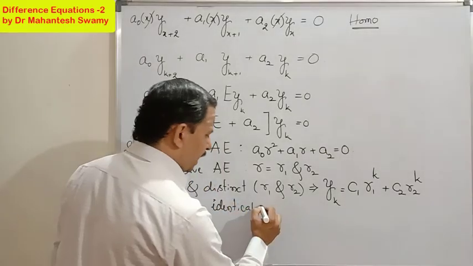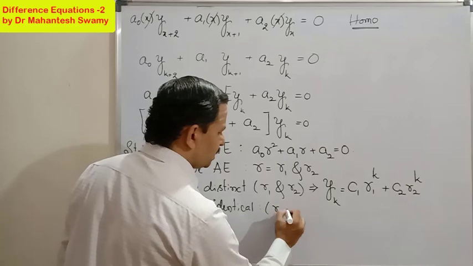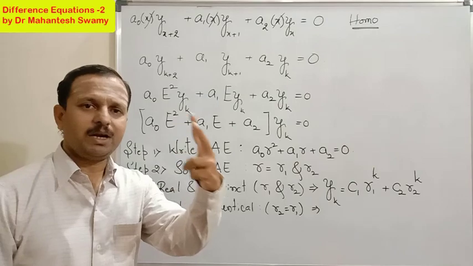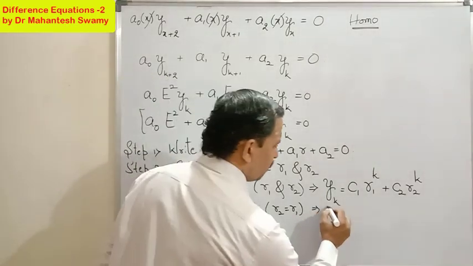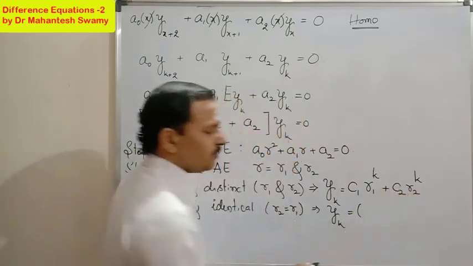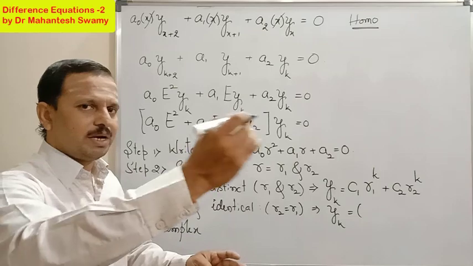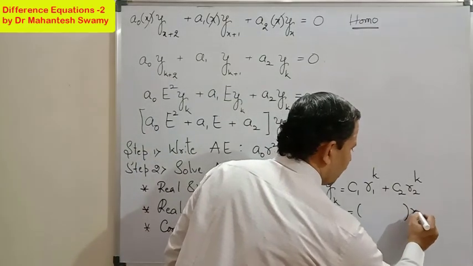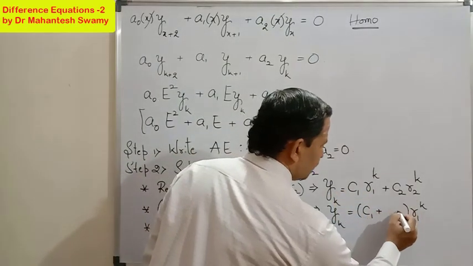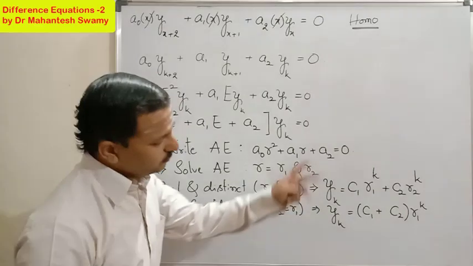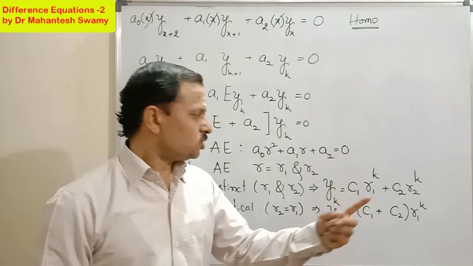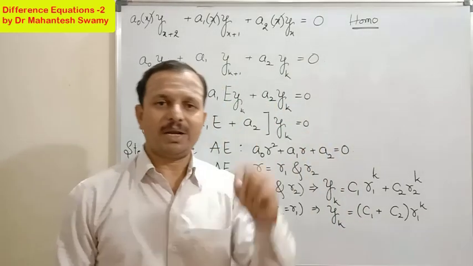If the roots are real and identical, that is, if R2 is equal to R1, only one root repeated 2 times, then how to write yk? The general solution is, no need of taking R1 and R2 because R2 is same as R1. R1 can be written outside the bracket. So here R1 to the power k, and inside the bracket C1 plus C2. I cannot write like this, because if I write like this, C1 plus C2 is going to be another constant, C3. So the solution will be having only one arbitrary constant.